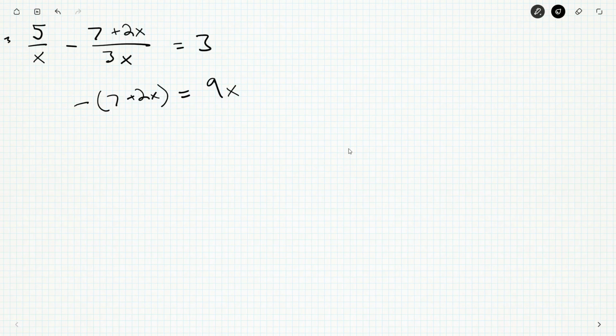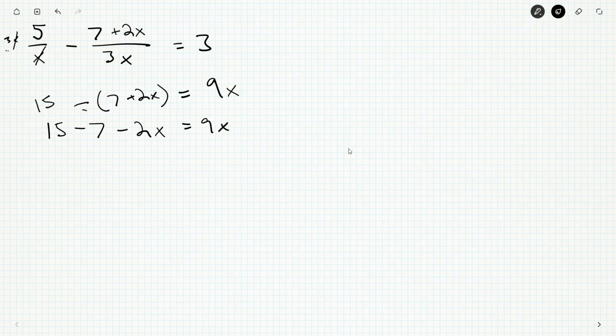And here, the x's will cancel on top. We'll be left with 3 times 5, 15. Okay. So now, it's very important that we put the brackets here, because if you had just done 15 minus 7 plus 2x, that could get you a very different answer. It's minus the whole thing, which is why you might even want to, instead of multiplying by 3x, just get a common denominator of 3x on the bottom on the left-hand side. However you want to do it, 15 minus 7 minus 2x, because the minus sign distributes.